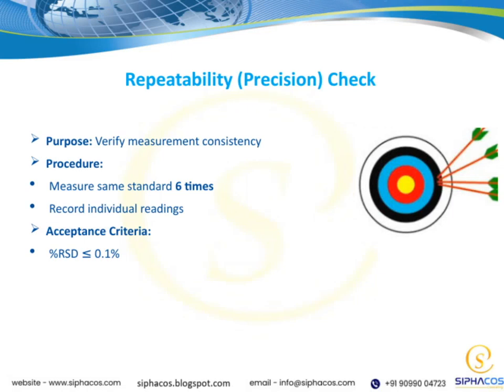Let's talk about the repeatability, or precision, check. The main goal here is to verify that our measurement process is consistent. To do this, we measure the same standard 6 times, making sure to record each individual reading carefully. The key point is that we're looking for the measurements to be very close to each other, which tells us our method is reliable. The acceptance criteria for this test is a % RSD, or % relative standard deviation, of 0.1% or less. If our readings stay within this range, it confirms that our measurement process is precise and repeatable. This step is crucial because it supports the overall integrity of our data and ensures that our results are dependable.